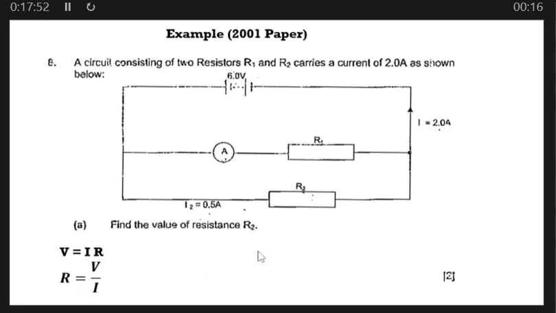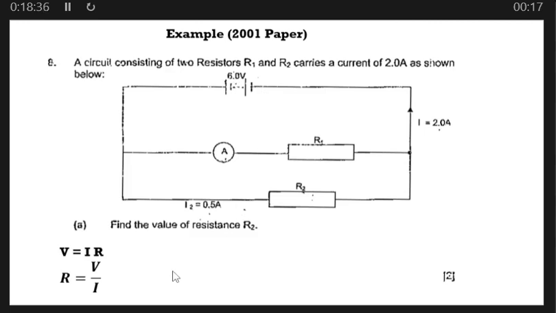In such a circuit like this one, notice that the voltage is the same across the resistors connected in parallel. These resistors are connected in parallel because they are side by side. So the voltage across these two resistors is the same, whilst the current is different. The current flowing through R1 and the current flowing through R2 are different, but the voltage across these two resistors is the same, which is 6.0 volts.